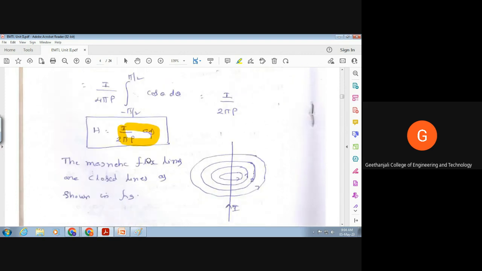Now if you look at the direction of the magnetic field, it is phi. That means it is a part of a circle. Whenever you want to represent a part of a circle, dl is equal to rho d phi a phi. This indicates that the magnetic flux lines are closed lines.